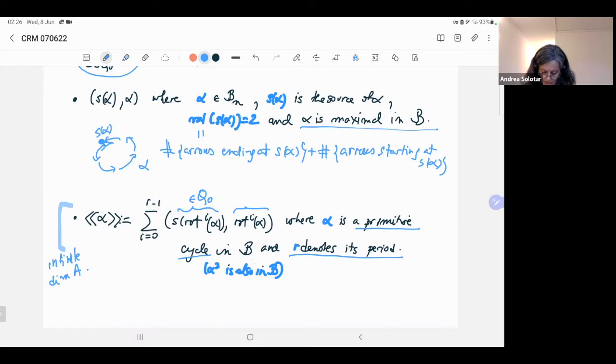The cycle alpha is in B, but we also ask alpha squared to be in B. So here is the infinite dimensional case, because we have a configuration, for example, like this, but we do not need to have a relation here as before. So this is not needed. In fact, it is not there. And the valency can be greater than 2. So this only appears in the infinite dimensional case.